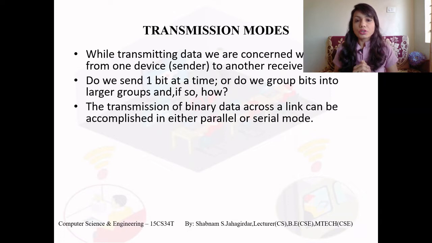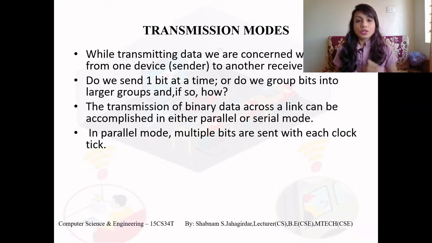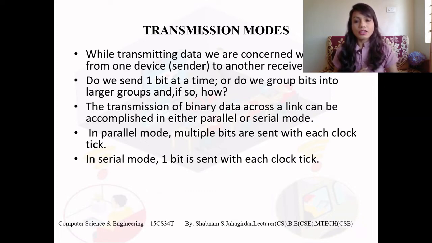The transmission of binary data across a link can be accomplished via two modes, parallel and serial. One bit at a time is called serial. Simultaneously sending n bits is called parallel. In parallel mode, multiple bits are sent with each clock tick, whereas in serial mode, one bit is sent per clock tick.